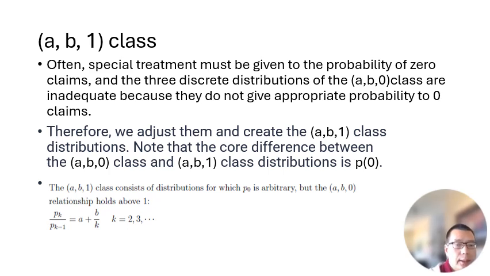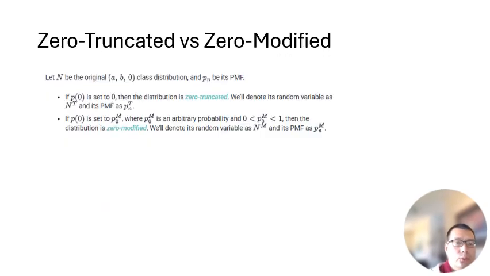The AB1 class consists of a distribution for which P0 is arbitrary, but the AB0 relationship holds above 1. So there are two ways to create an AB1 class based on an AB0 class. One is called zero truncated, the other is called zero modified. First, if P0 is set to 0, then the distribution is zero truncated. We'll denote its random variable as NT and the PMF as PNT.